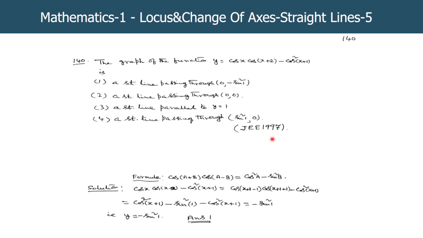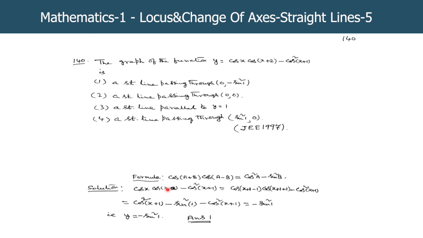The graph of the function y is equal to cos x plus 2 minus cos square x plus 1 is a straight line passing through 0, minus sin square 1; a straight line passing through 0, 0; a straight line parallel to y is equal to 1; a straight line passing through sin square 1, 0.